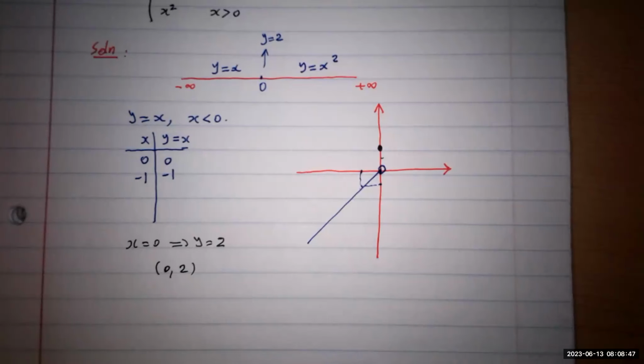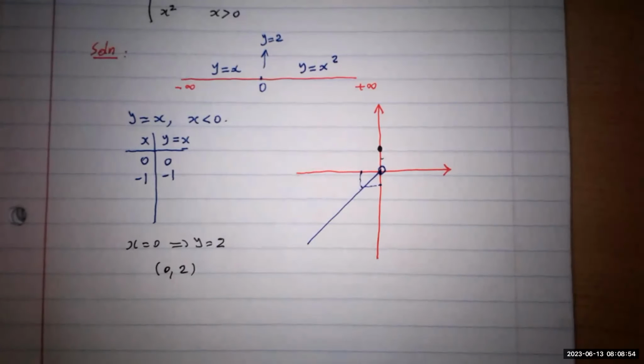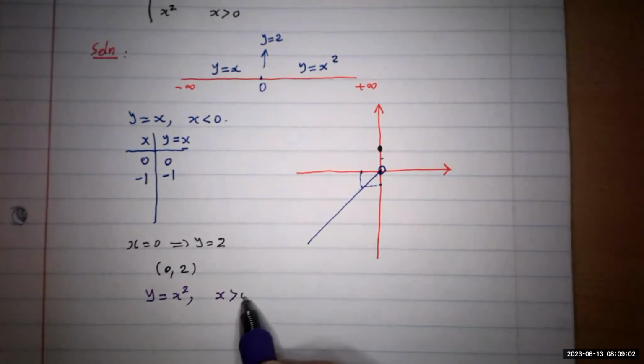Then we go to the last part of the graph. It's going to be a curved line. It needs more attention. So y equal to x squared. But what is the restriction? The restriction is x must be a positive number. Okay, x must be a positive number.